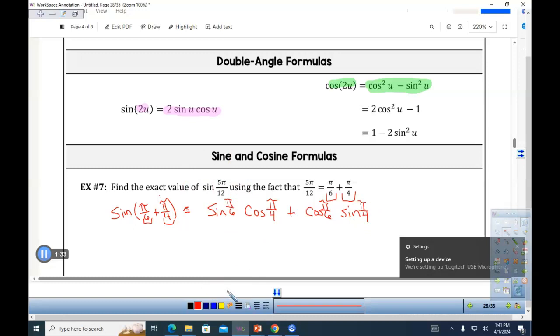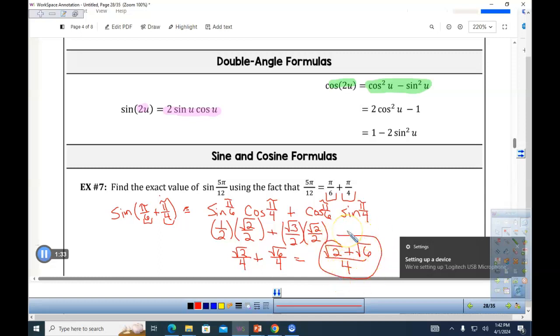If you want to watch some of my other videos, I have some videos that go way more into detail on this. This one is very quick. So, sine of pi over 6 is 1/2. Cosine of pi over 4 is root 2 over 2. Cosine of pi over 6 is root 3 over 2. And sine of pi over 4 is root 2 over 2. So this becomes root 2 over 4, just multiplying fractions, plus 3 times 2 is 6 over 4. So I get square root 2 plus square root of 6 all over 4. No calculator needed for this guy.